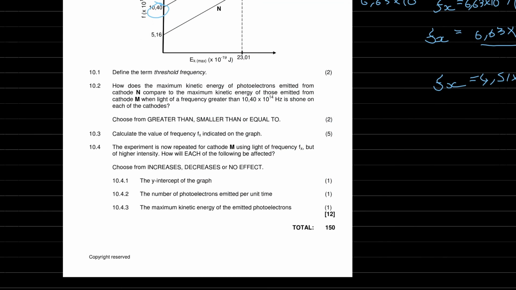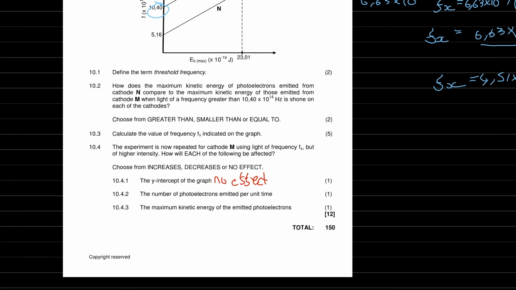10.4. The experiment is now repeated for cathode M, using light of frequency fx but of higher intensity. High intensity means brightness. How will each of the following be affected? Choose from increase, decrease, or no effect. So the y-intercept of the graph, not going to change, right? No effect. Just because we increase the intensity of light doesn't mean that the minimum frequency of the metal is going to change. The metal is staying the same. So no effect there.